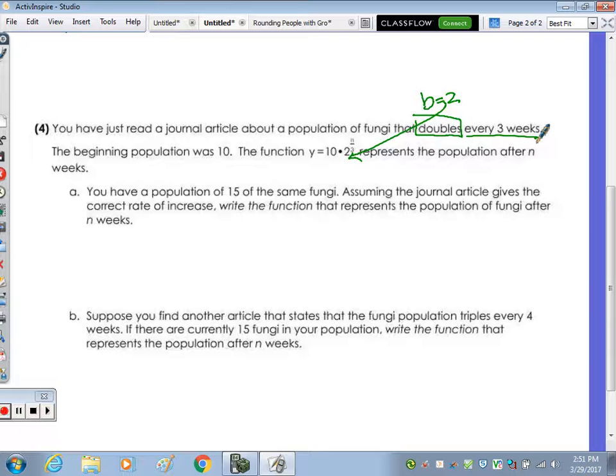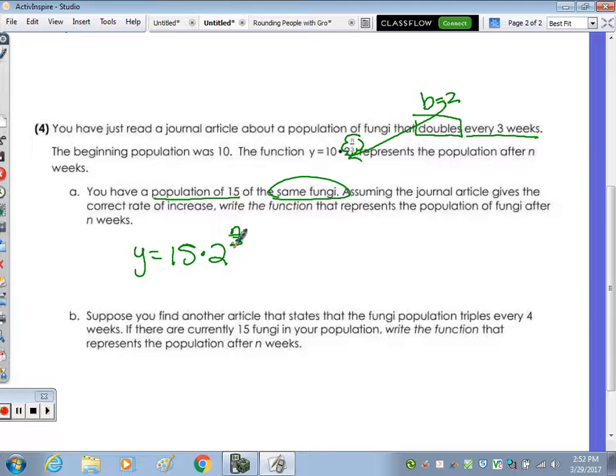Well, say we look at, okay, I understand what you're saying. Say we look at 12 weeks. 4. So you just divide, that's where this is coming into play. You just divide the number of weeks by the time it's going to take for one, in this case, for it to double every 3 weeks, so you divide it by 3. Here it says you have a population of 15. So it's going to be y equals 15 times, because that's our starting amount. We have the same fungi, assuming the journal article gives the correct rate of increase, write the function that represents the population. So it's the same thing. Nothing changed. It was n weeks again. So times 2 to the n over 3.